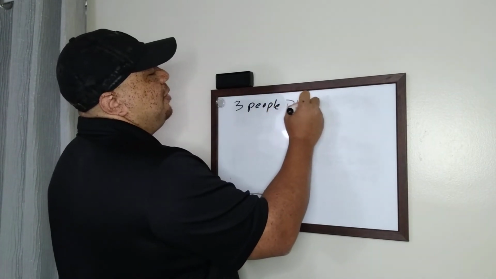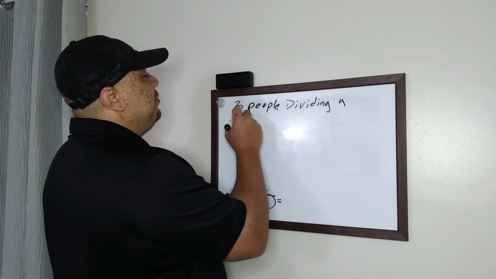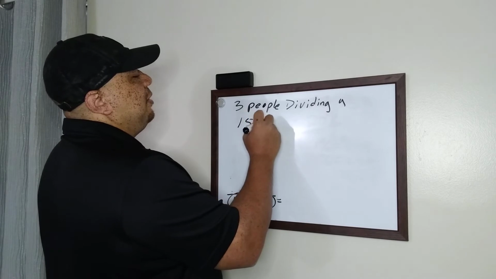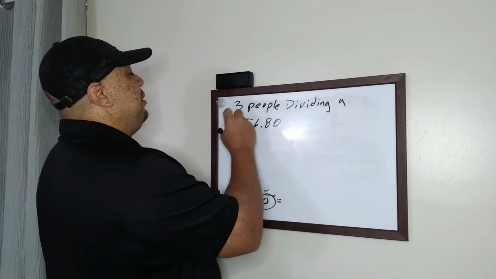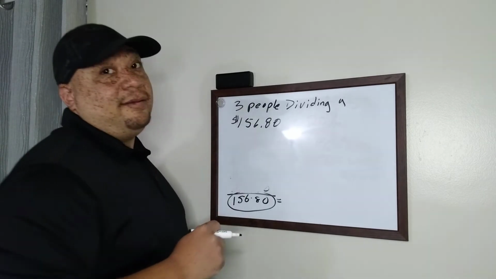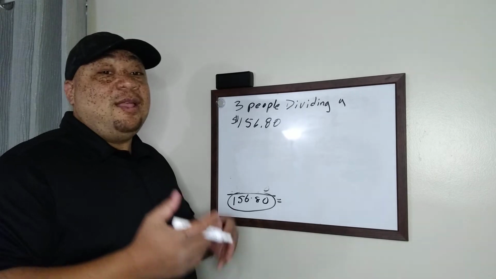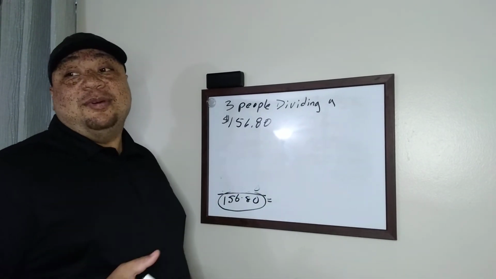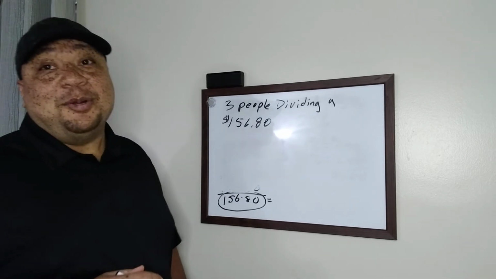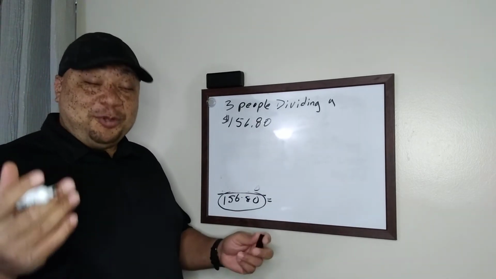Dividing a $156.80 bill. Now, somebody might have had more drinks, someone might have ordered more food, but if you agreed beforehand that you're splitting the bill, you're splitting the bill. I hate itemizing the bill at the table. I think it's embarrassing. So try to work that out before you go.